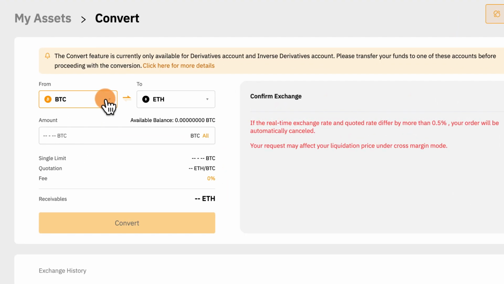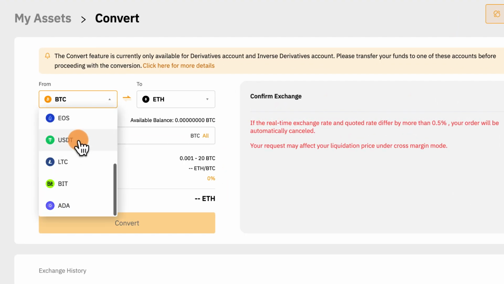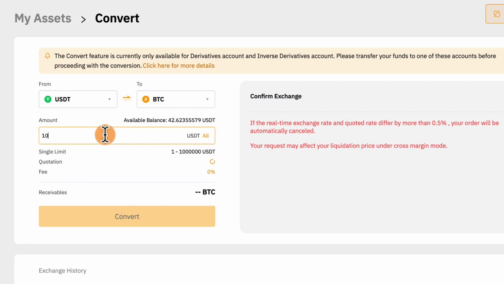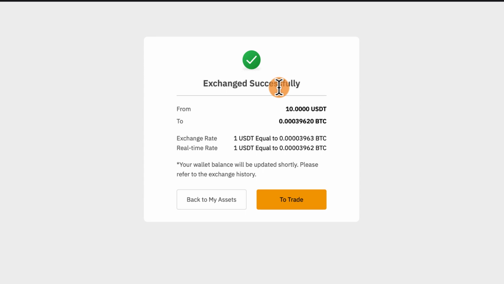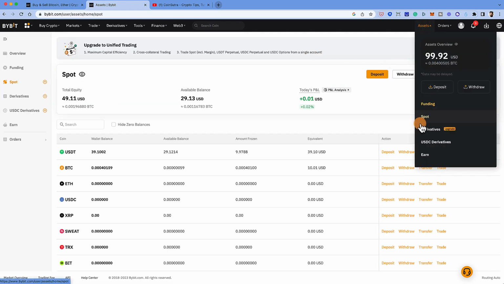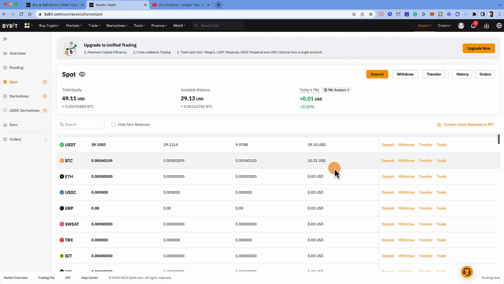So what you can do is select, let's say, a stable coin USDT, and then you want to, let's say, buy BTC. You can select the amount for which you want to buy BTC, and then you can see the price and click on convert. Now the exchange happens instantly, and you can click on back to my assets to see your asset. And here, let's access the spot market from the left side or from the asset, right? And here we can see we have this much BTC.